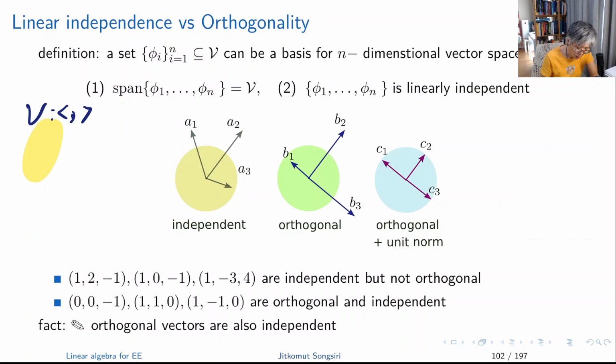It means that it has a basis where phi 1 through phi n can be basis vectors for V if the span of all the phi k's is the vector space V itself, and more importantly, phi 1 to phi n is linearly independent. So loosely speaking, all those vectors must be complete enough so that you can explain all the vectors in V.